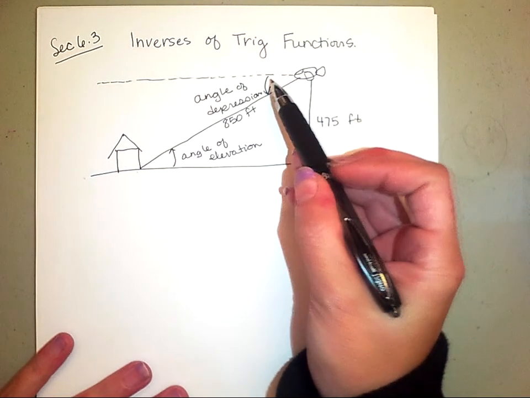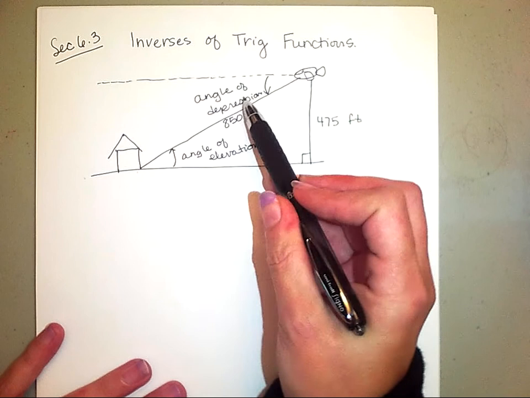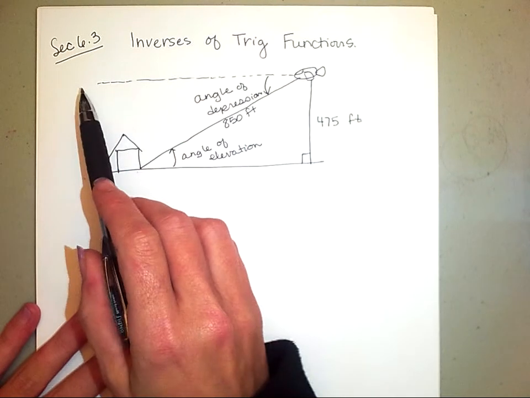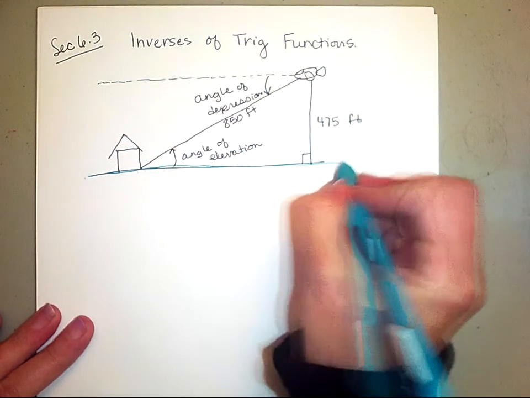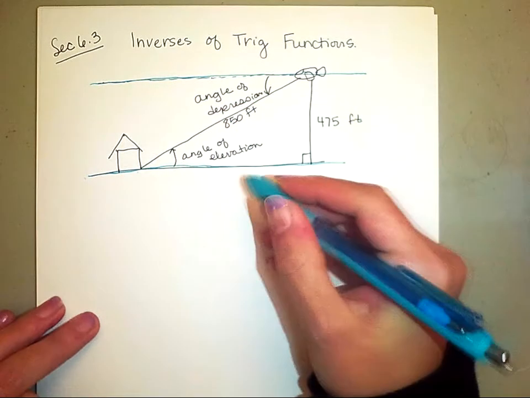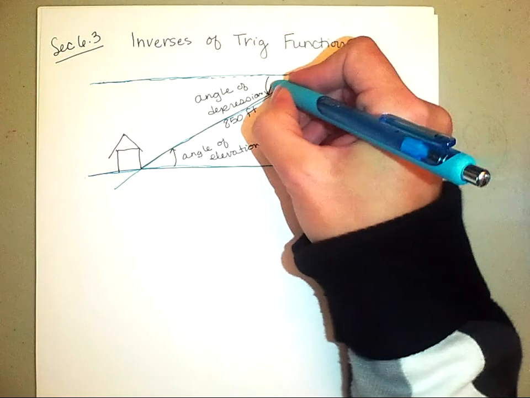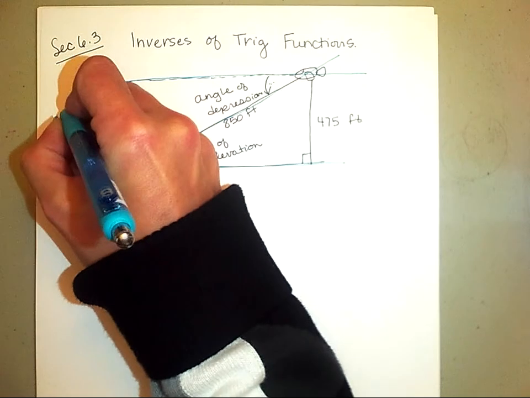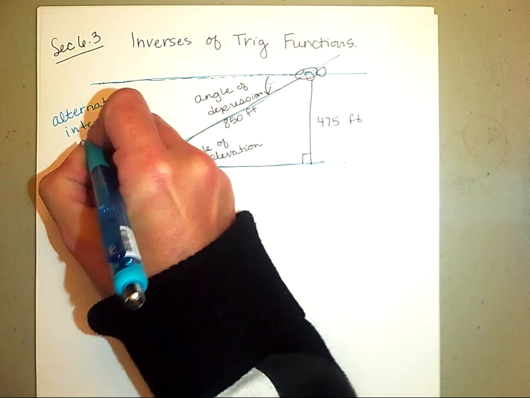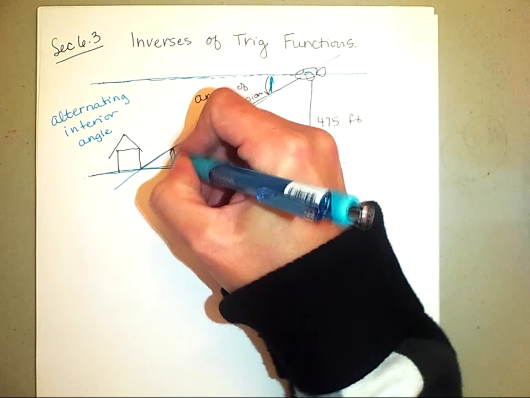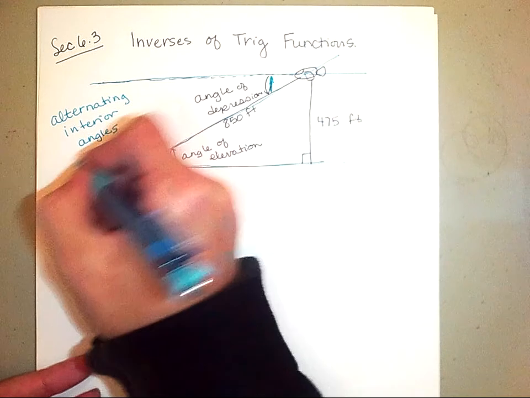Now, we have to think about some things. What is it about this angle of depression and this angle of elevation? We can ask ourselves about what these angles are. So we have to remember something from geometry, that when you have two parallel lines, so here are two parallel lines. This one's parallel to this one. And it's being cut by a transversal, meaning a line that cuts across it. Now these two angles are known as alternating interior angles. Here and here. And from geometry, we know that alternating interior angles are equal.